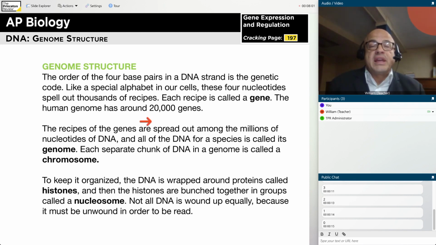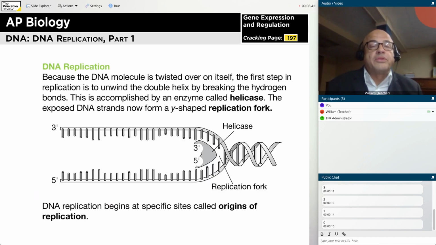In terms of a gene, we call these recipes, in terms of the alphabet, if you will, and there's nothing wrong with saying that. It's basically a good analogy. The genome's got about 20,000, which is just something interesting to know. And of course, putting this all together, everything set up as a genome, and each piece of that DNA is a chromosome. Okay, you've got histones that are very important, which are the proteins that things are wrapped around, and then those are bunched together into a nucleosome. All right, and the key thing is this will all have to be unwound when you start reading.